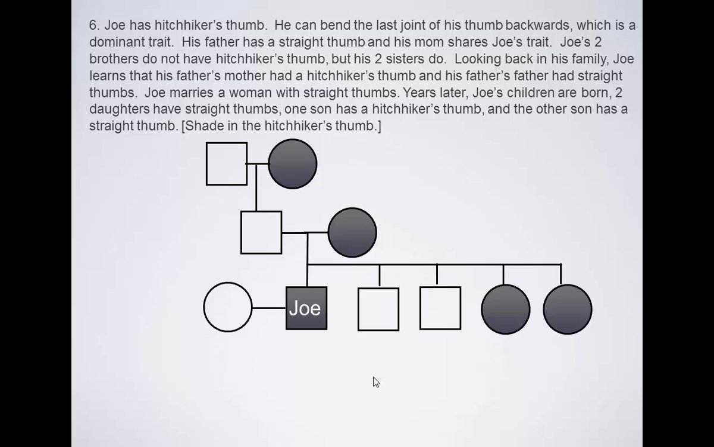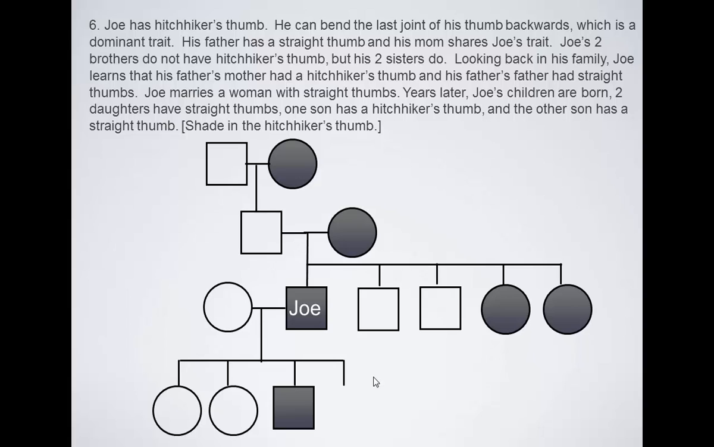Now they have children. They have 4 children altogether. Joe's children are born. 2 daughters have straight thumbs, so they just get plain circles. 1 son has hitchhiker's thumb. And the other son has a straight thumb.